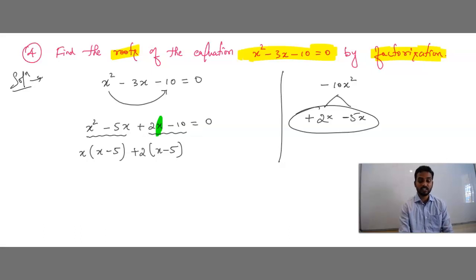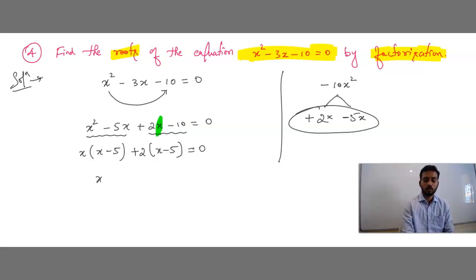Okay, from the next pair, x is already here, right? Plus 2 here. Now multiply and check. Plus into plus is plus, 2 into x, 2x. Plus into minus is minus, 2 fives are 10. Yes, it is right. That is equal to 0.